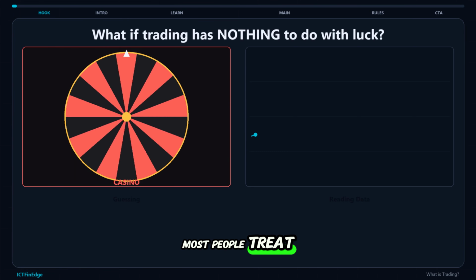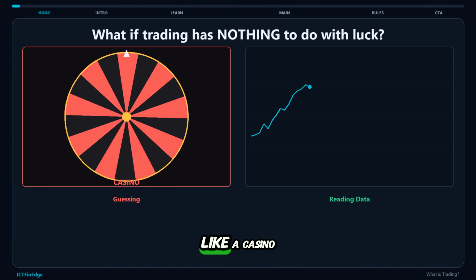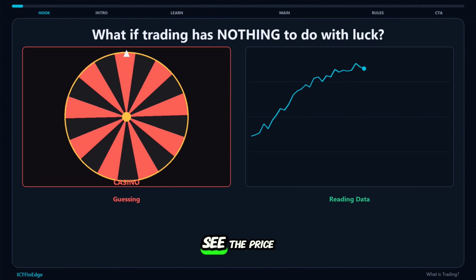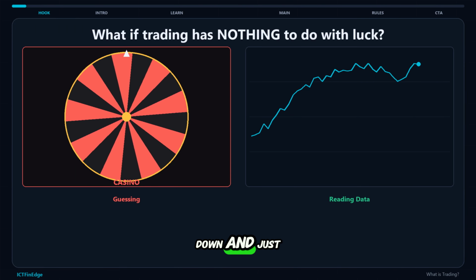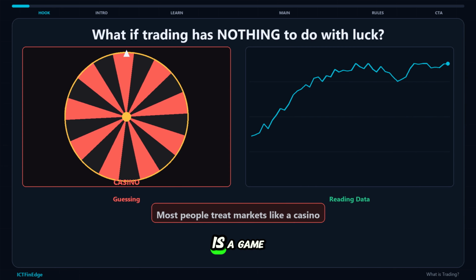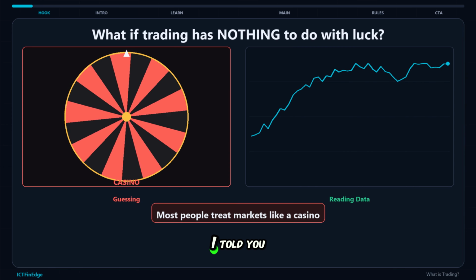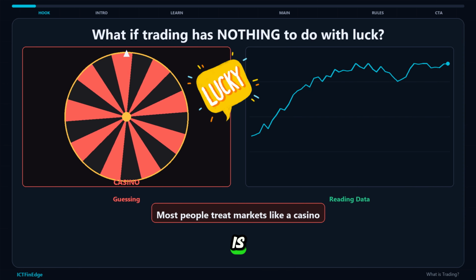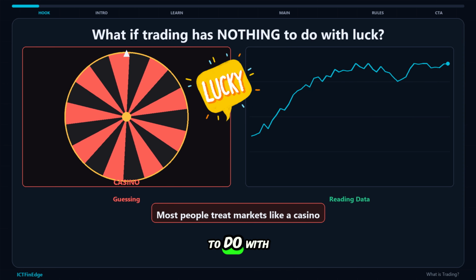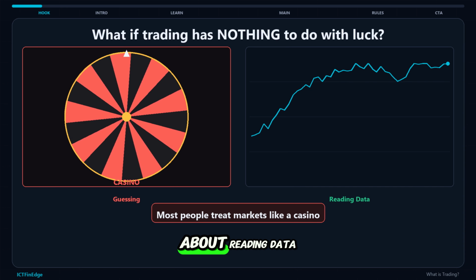Most people treat the financial markets like a casino. They open a chart, see the price moving up and down, and just guess. They think trading is a game of luck. But what if I told you that real trading has absolutely nothing to do with luck? Real trading is about reading data.